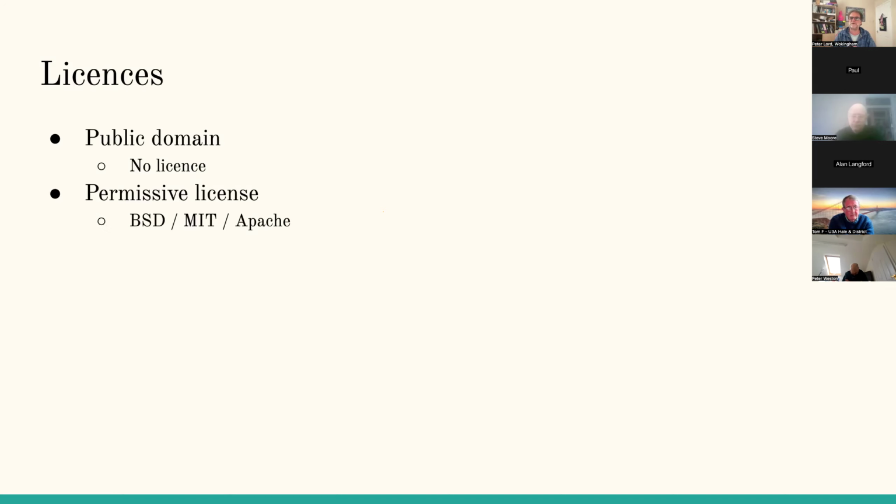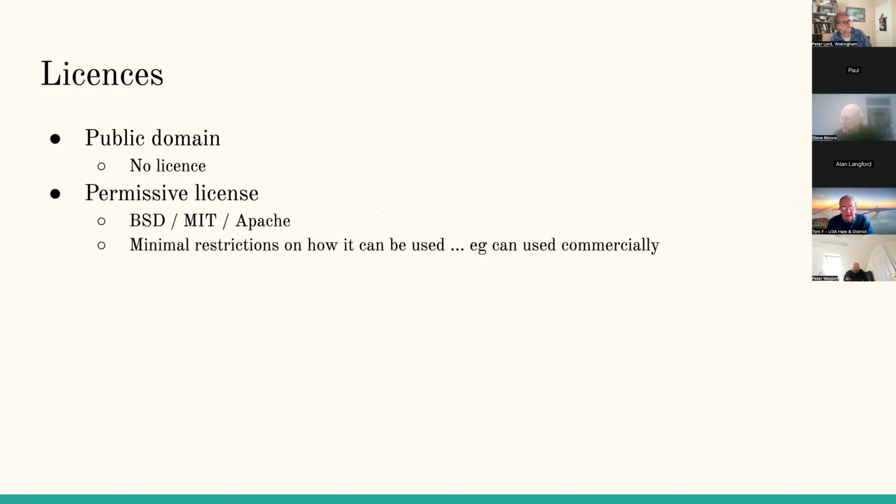There's no restrictions whatsoever. You can copy it, you can edit it, you can make money from it, and so on. The second type of license is what's called a permissive license. These are a couple of examples there. They have minimal restrictions on how this software can be used. So for example, a permissive license will allow you to use open source software commercially to make money from it.